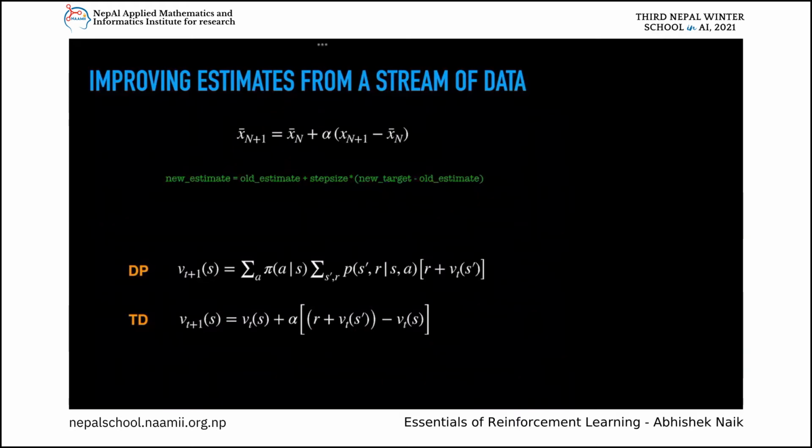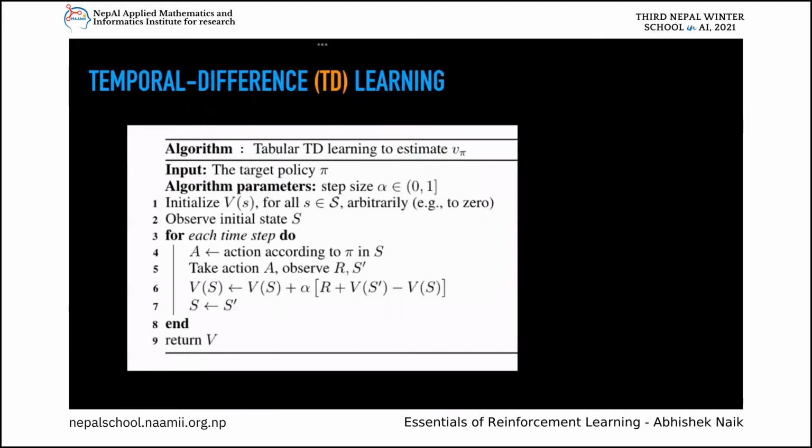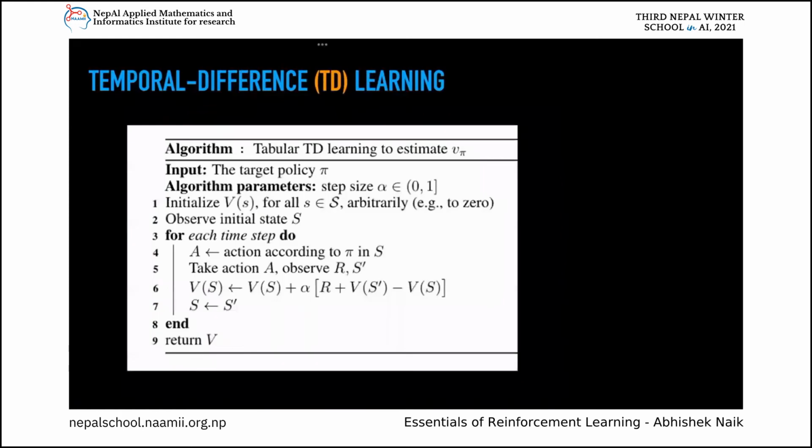Okay, so that is what we call temporal difference learning. And so in algorithmic form, it would look like this. So let me walk you through the algorithm step by step. Okay, so we call this tabular TD learning to estimate V of pi. That is what we are doing so far. Input is the target policy pi that we are trying to evaluate. The parameter for this algorithm is a step size alpha that we discussed.